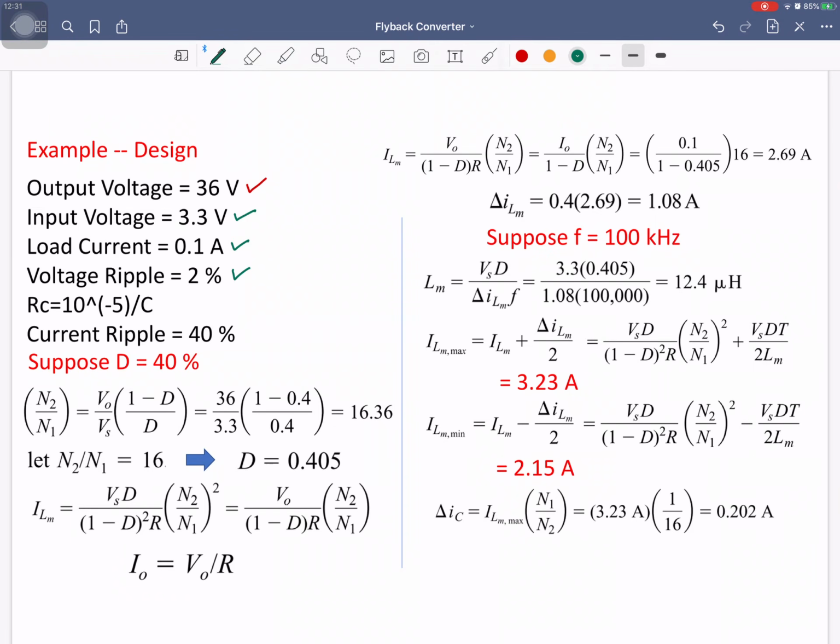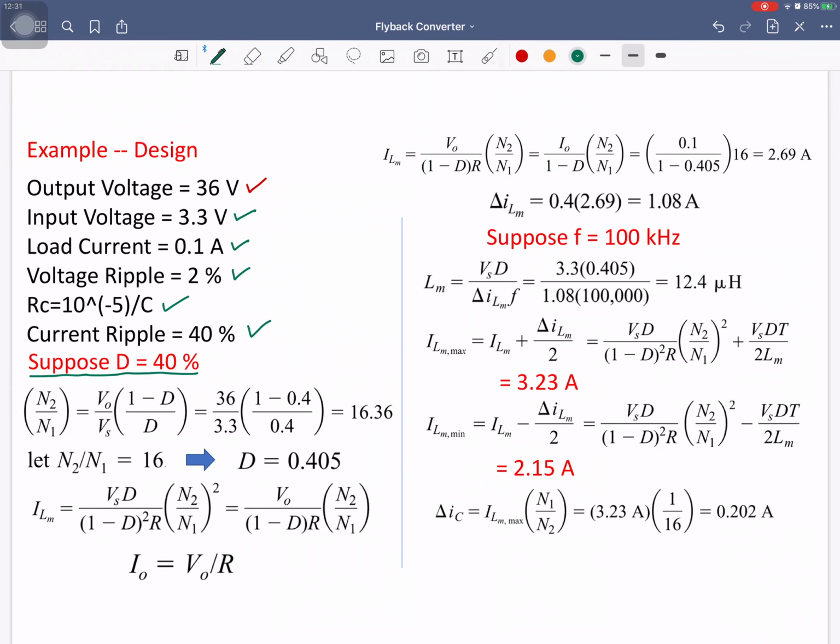The equivalent series resistance of your capacitor can be calculated with the help of this expression, where C is the capacitance. Allowed current ripple is 40% of the average value. So how to design? First of all, we will have to suppose some duty cycle. Let's suppose that is equal to 40%.